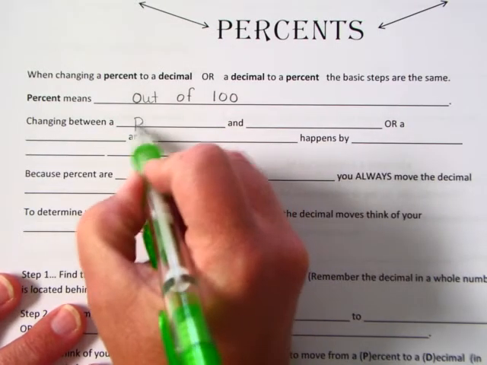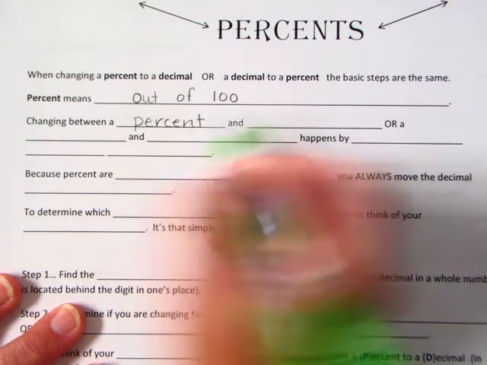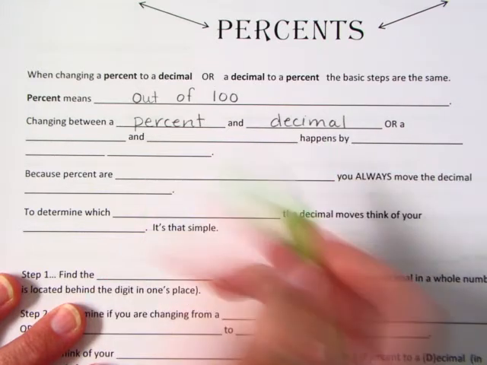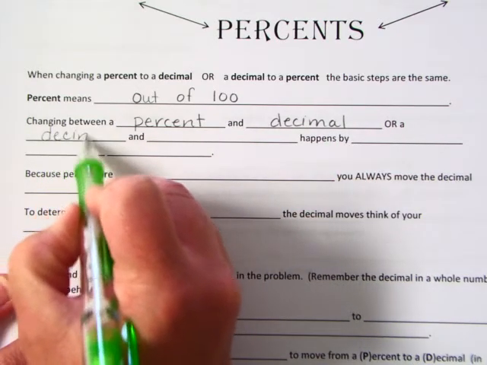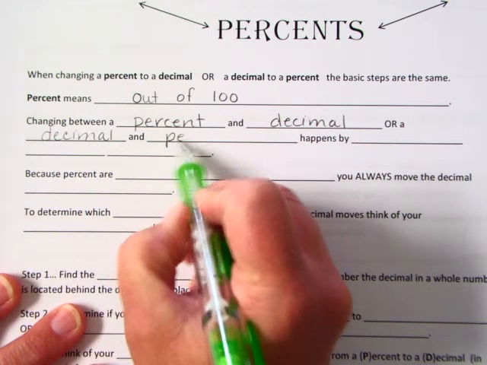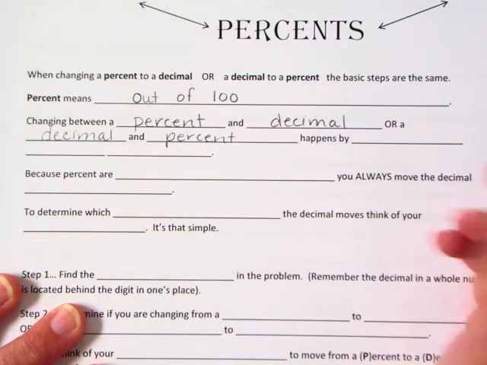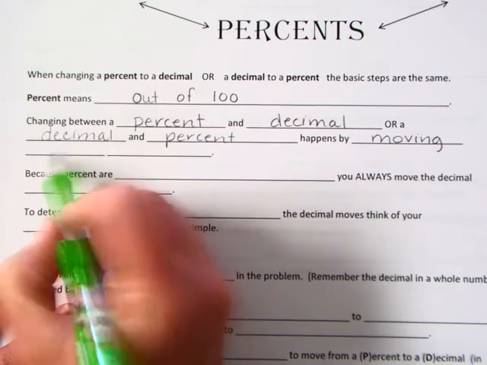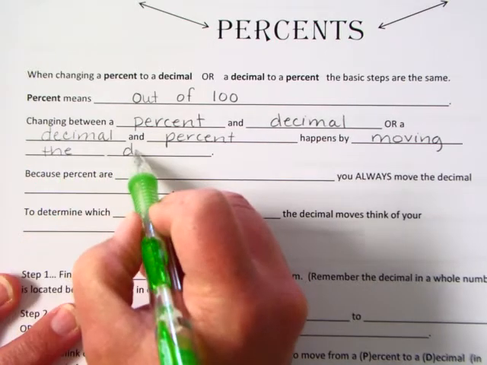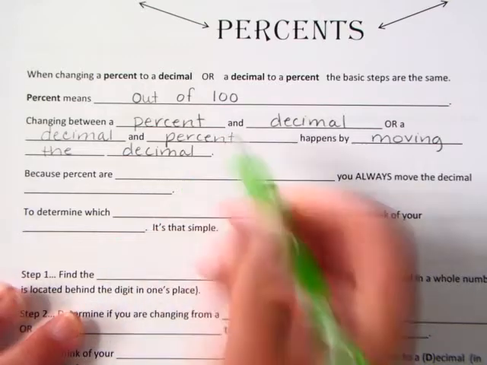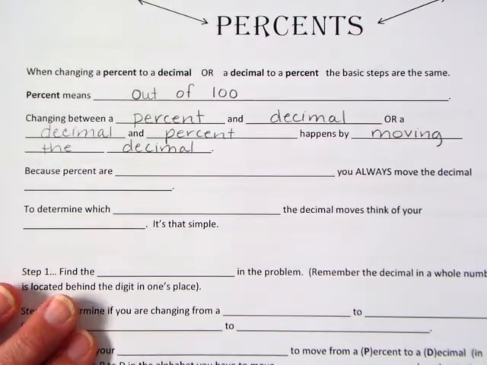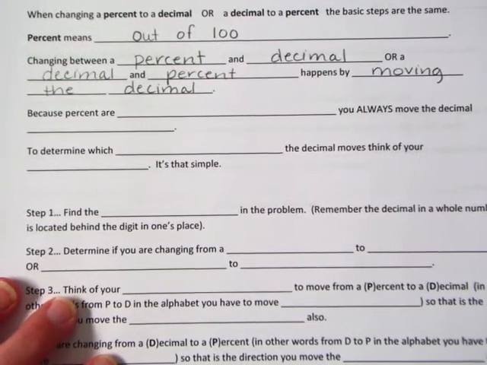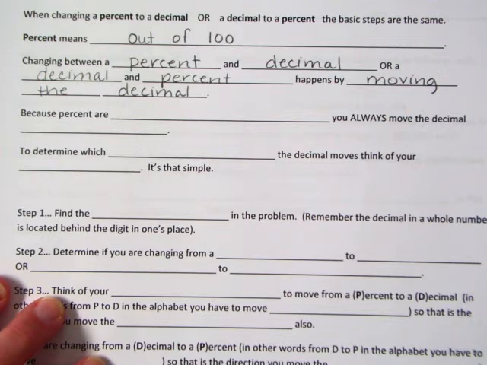So when changing between a percent and decimal, or a decimal and percent, this happens simply by moving the decimal. Now I could tell you it happens because of multiplication or division, but to keep things simple, we're just going to learn how to change between percents and decimals simply by moving the decimal.